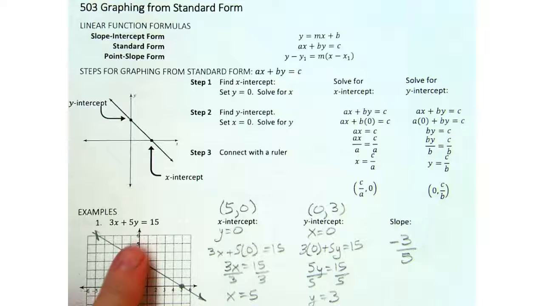In summary, to graph from standard form, start by setting y equal to 0 and solve for x. This will give the x-intercept. Then set x equal to 0 and solve for y. This will give the y-intercept. Once you have 2 points, you can graph the line.